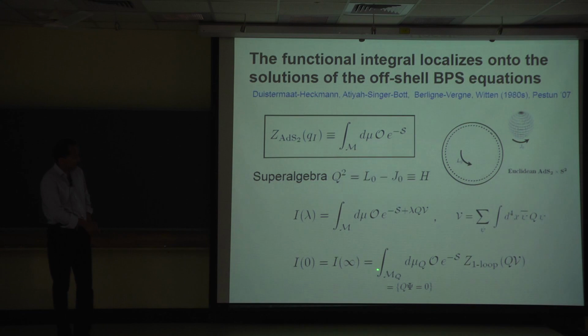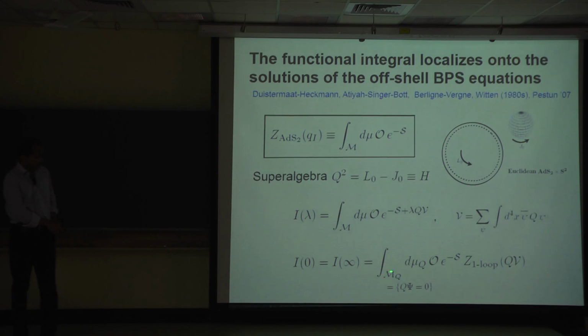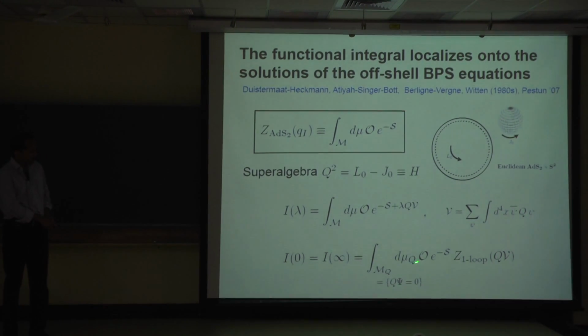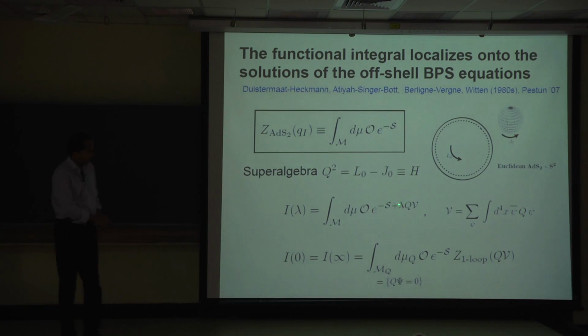Therefore, the full infinite dimensional functional integral reduces to this finite dimensional object, which is the space of solutions of off-shell BPS equations. And then there's some induced measure, the same O, the same e to the minus S. You can check that at the critical points, actually QV has 0 value. So you just get e to the minus S. And then semi-classical means that you also have to have a one-loop determinant, and that's what I've written here, of this QV action, the deformation action.